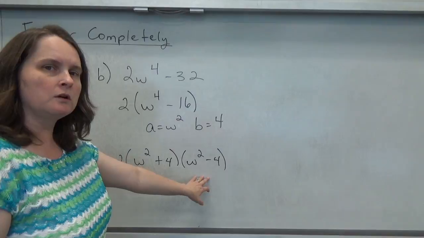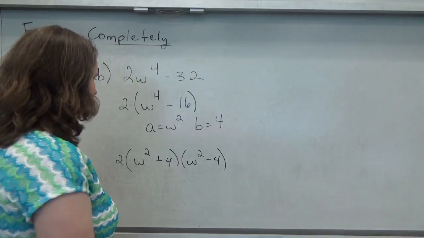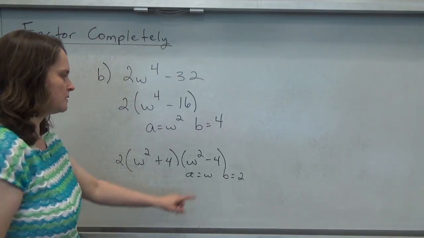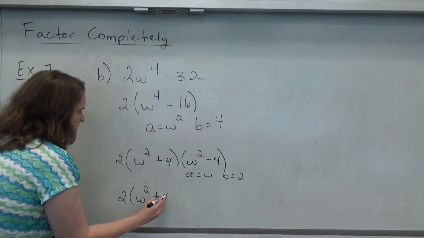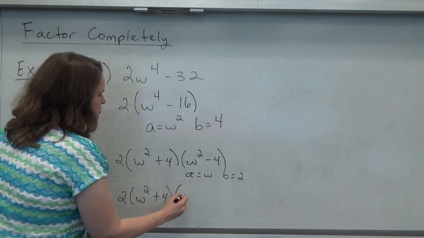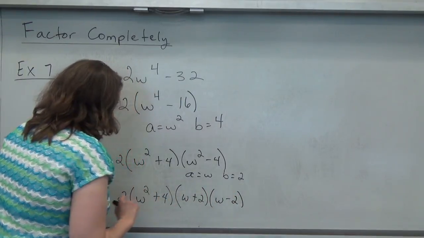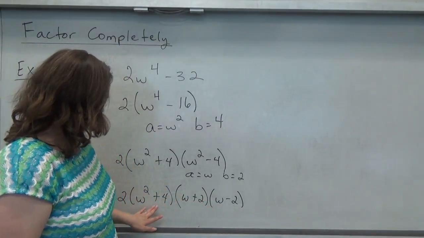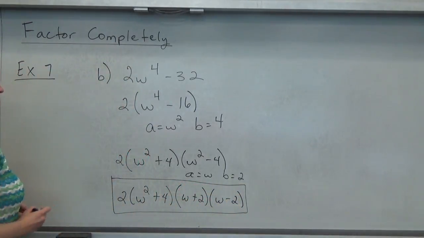W squared minus 4, that's a difference of squares, and that can be factored. This time our A will be w. Our B will be 2, since 2 squared gives me 4. So we'll bring down the GCF and the other factor that we have. And then we're left with a plus b, this time is w plus 2, times a minus b is w minus 2. And because there is nothing more that can be done here or here, we've got a sum of squares, which is prime here. That's as far as we can take it. So this is completely factored.